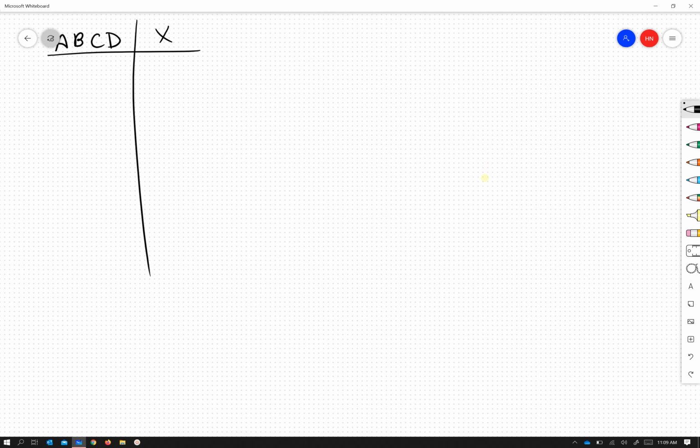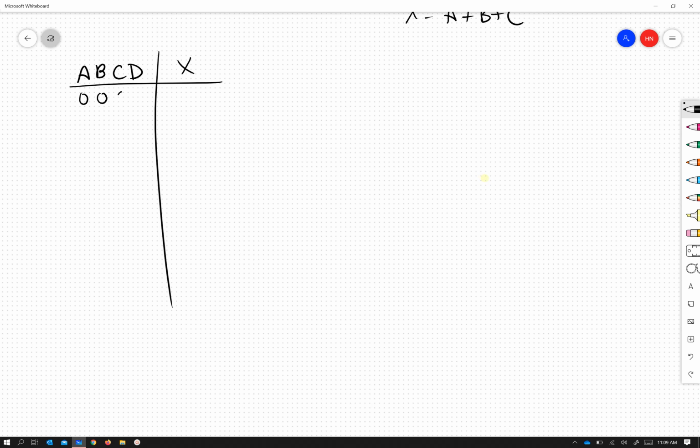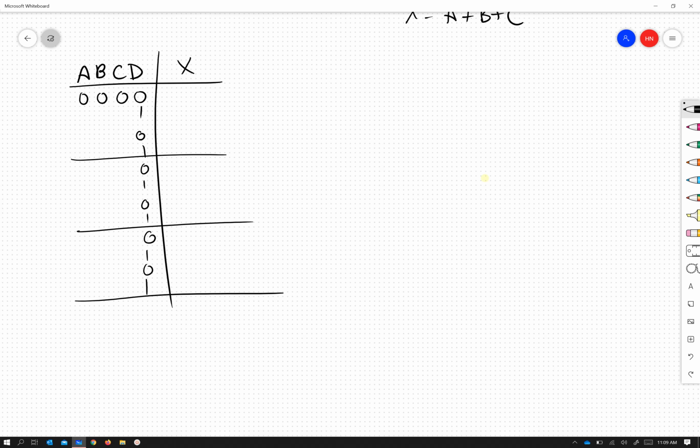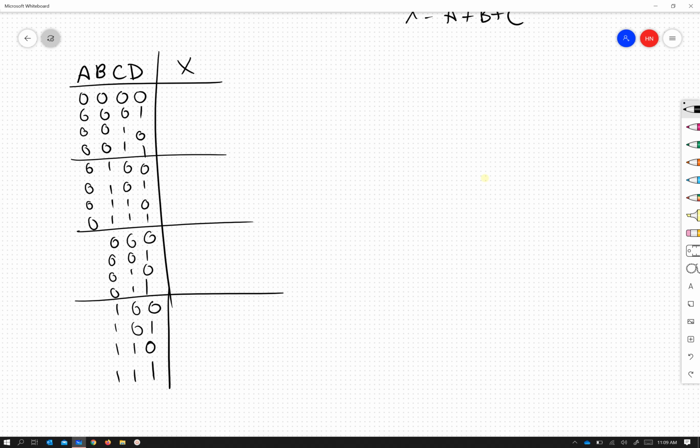Give me a second because I have to fill in all the combinations. I know I'm going to have 16 combinations: 0, 1, 0, 1, and I'm just going to divide it into groups of 4 so that I don't go as crooked, because I know I'm still going to go crooked. There you go. And then 2 zeros, 2 ones, 2 zeros, 2 ones, and then 4 zeros, 4 ones, 4 zeros, and 4 ones, and then 8 zeros and 8 ones.